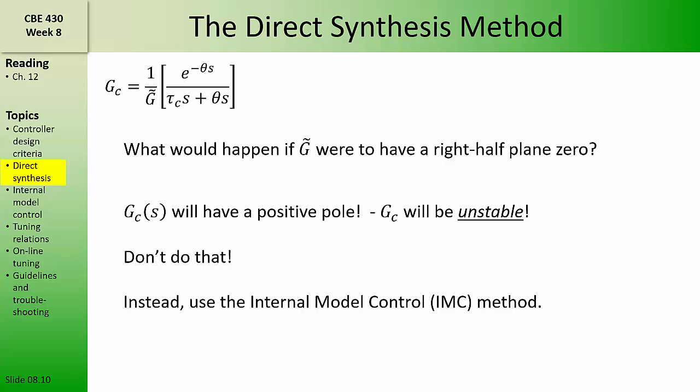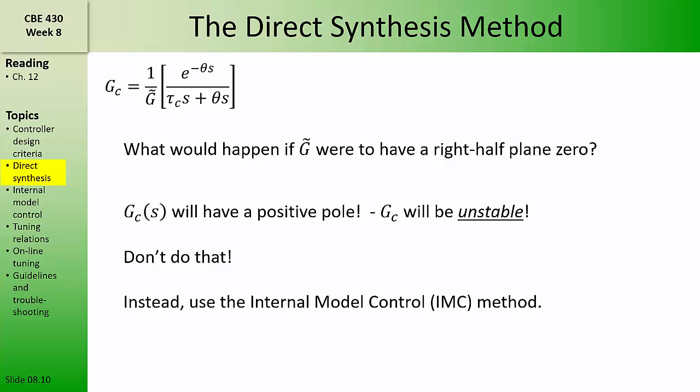Similarly, if G tilde is an SOPTD model for the process, valve, and measurement, then the direct synthesis method gives rise to a PID controller, where again, the one adjustable parameter is tau c, the time constant for the closed loop feedback servo transfer function. We also found that when G tilde has a right half plane zero, this creates an unstable pole in GC. So we need a method for dealing with that.